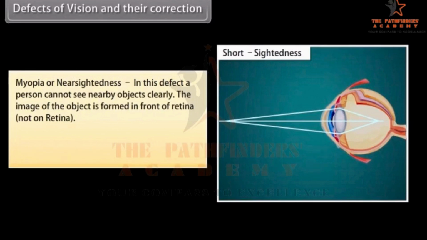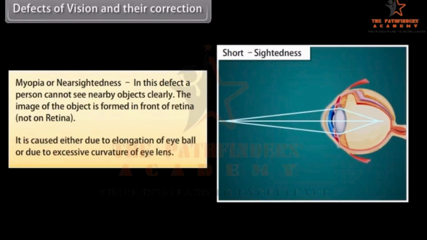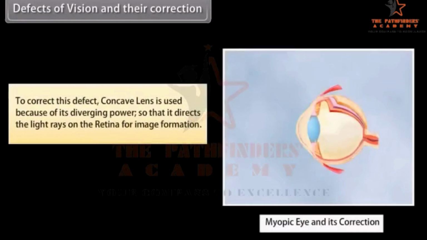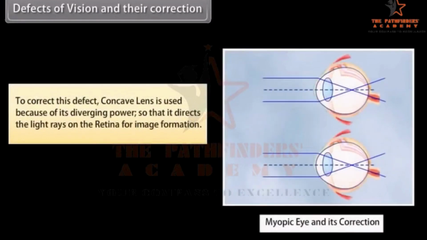The image of the object is formed in front of the retina. It is caused either due to elongation of the eyeball or due to excessive curvature of the eye lens. To correct this defect, a concave lens is used because of its diverging power, so that it directs the light rays on the retina for image formation.